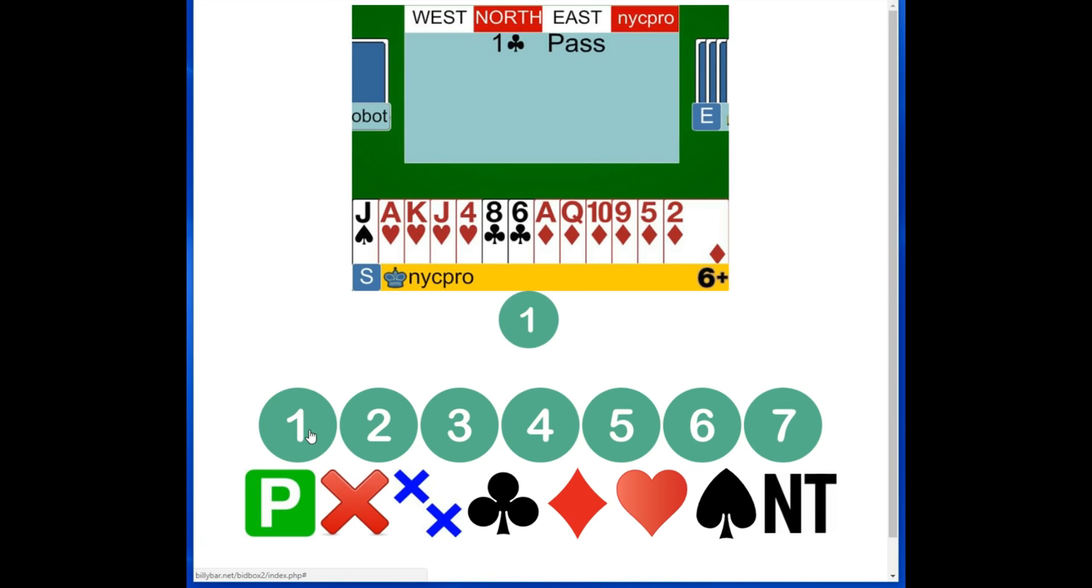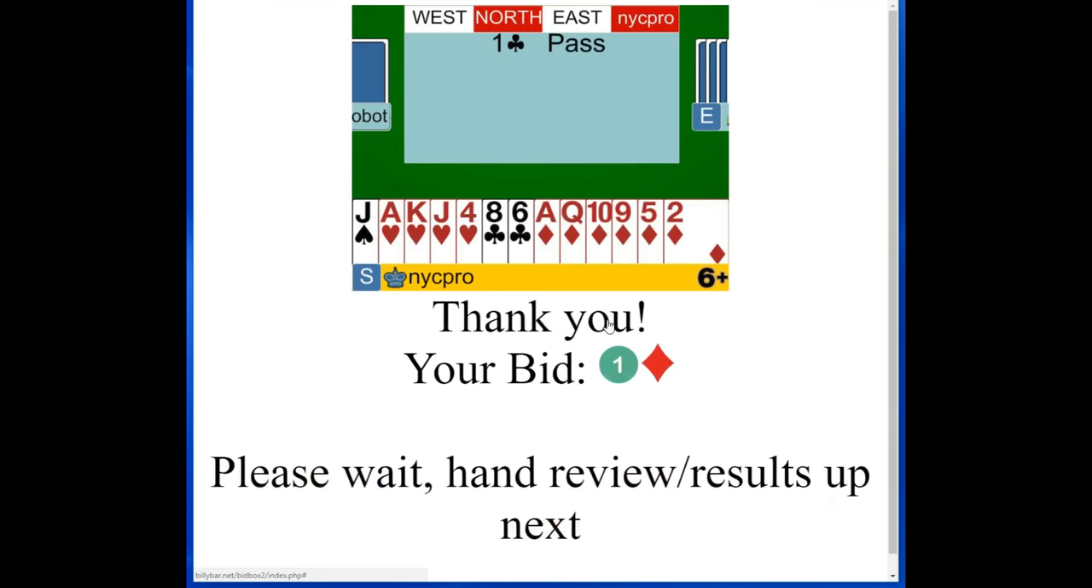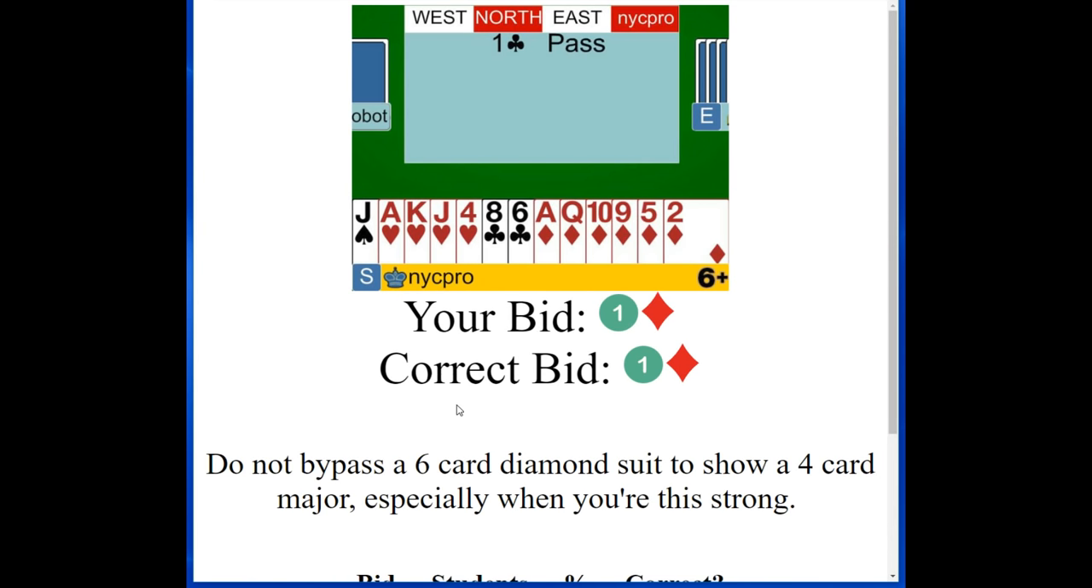Very good. Your choices are twofold, one diamond or one heart. And with this shape and the fact that you have a very strong hand in relation to partner's opening bid, we start with one diamond. We can bypass a four card or even sometimes a five card minor to bid a four card major, especially if we have a weak hand, right?